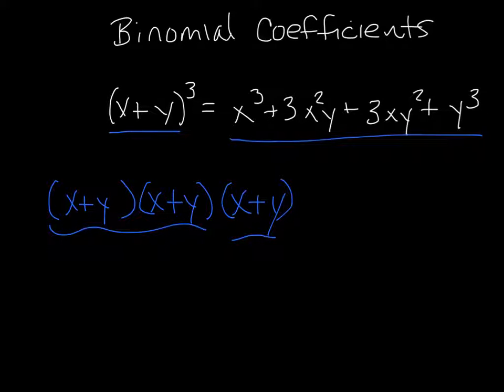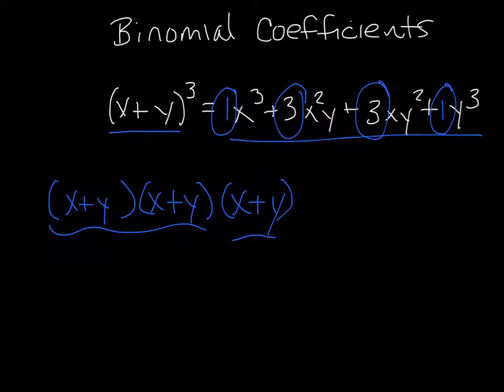Now, binomial coefficients are the coefficients in every term. So this is technically a 1, so we have a 1 for that coefficient, a 3 here, a 3 here, and then a 1 here. Those are binomial coefficients. And there's various ways of finding them.